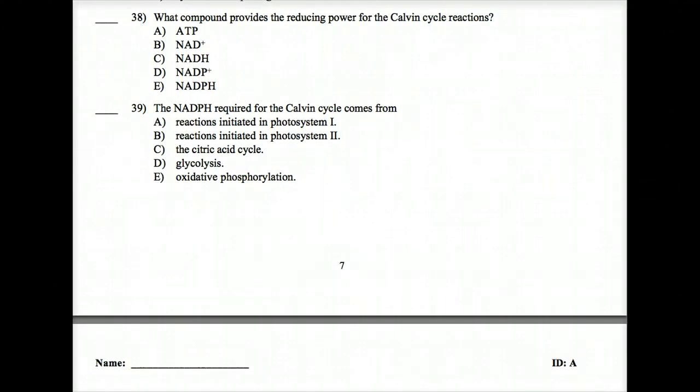38 and 39. What compounds provide the reducing power? This is asking who gives the hydrogen for the Calvin cycle. ATP gives you a P, so that is not the answer. NADH is not in the Calvin cycle because Calvin is photosynthesis, right? NADH provides the reducing power for the electron transport chain in cellular respiration. This one doesn't have an H, so it can't be that, so it has to be NADPH. See the H? So that's E. The NADPH required for the Calvin cycle comes from photosystem 1. We've answered that like 12 times also.